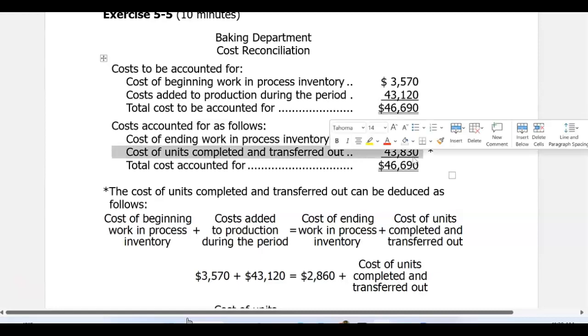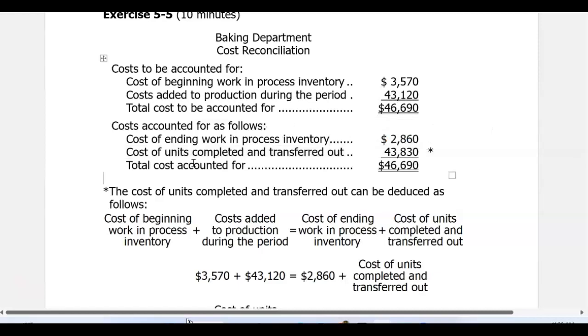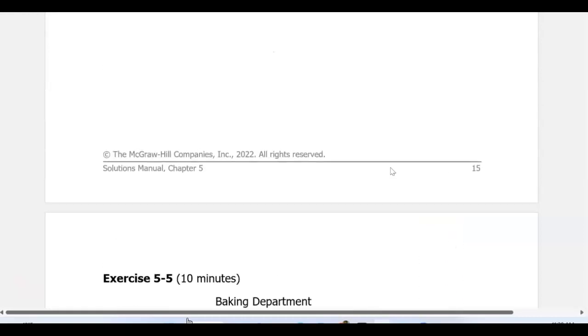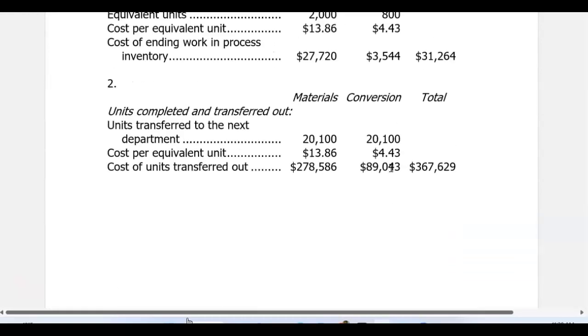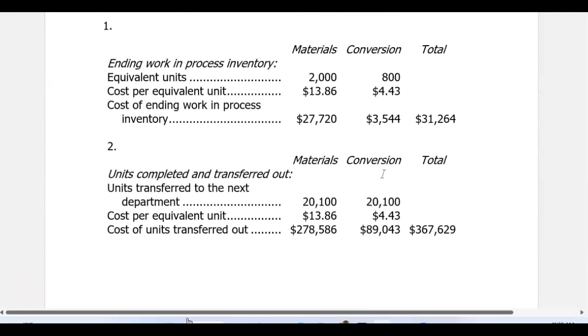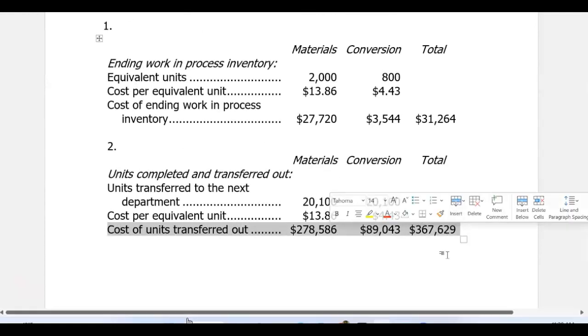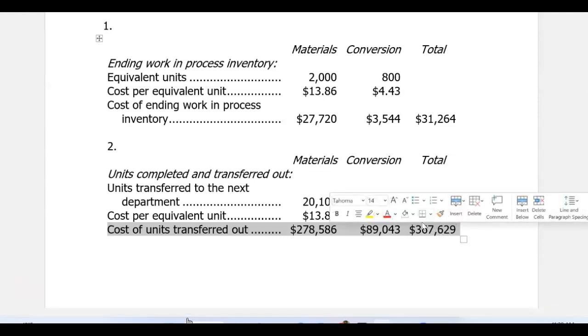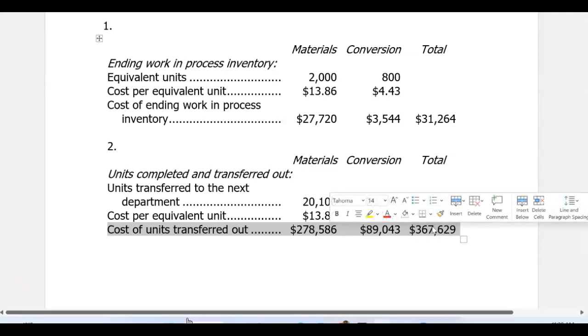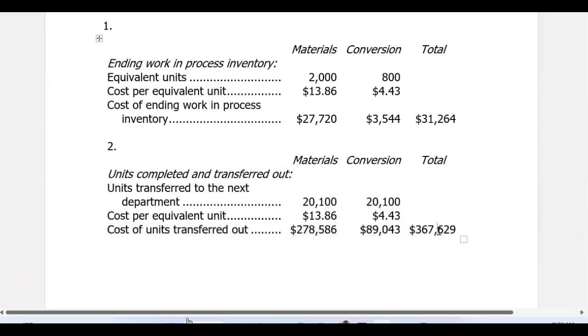How much is completed and transferred out is not given, but in real life you have to calculate how much has been completed and transferred out. In real life, this is what you do. If you go to the previous problem, cost of units transferred out, you see we calculated that. How much is it? 367,629. You see that? So we did that, right?